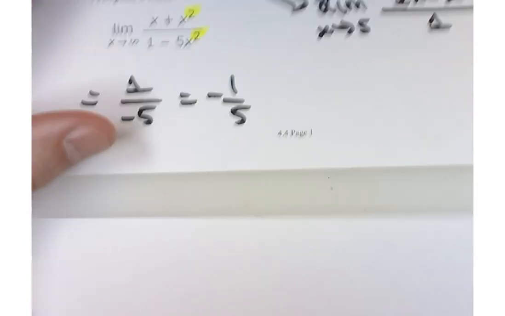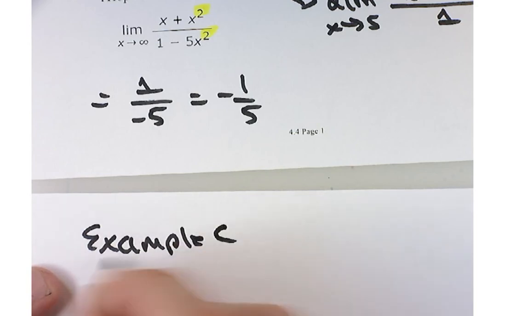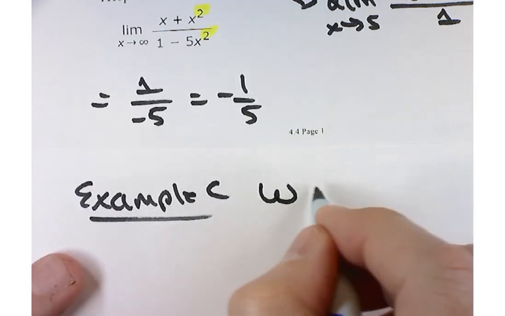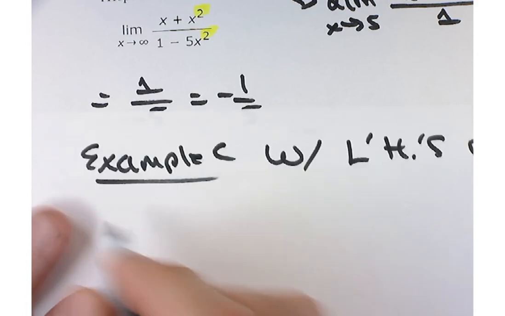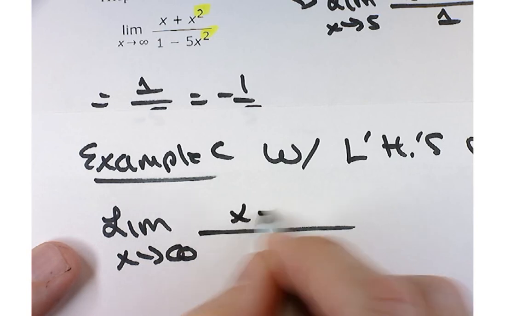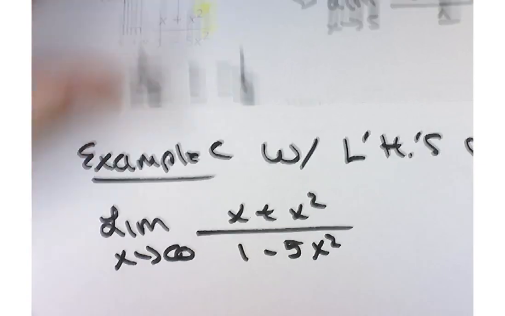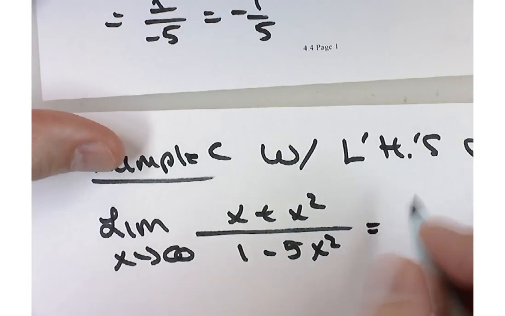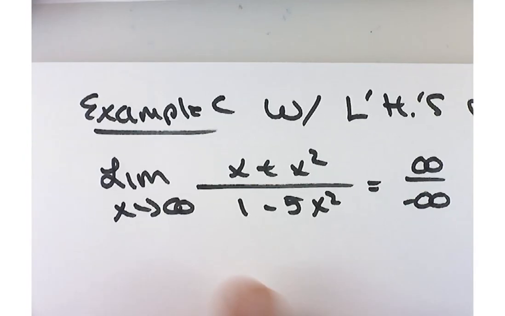If you use L'Hopital's rule, so let me do it over here. Example C, with L'Hopital's rule. So it's going to be the limit as x approaches infinity of x plus x squared over 1 minus 5x squared. Well, that gives you infinity over negative infinity. So you can use L'Hopital's rule. And let's do that below.